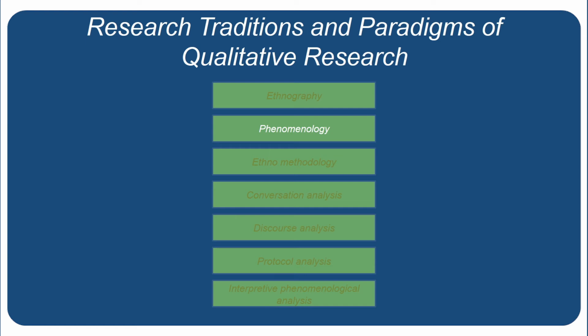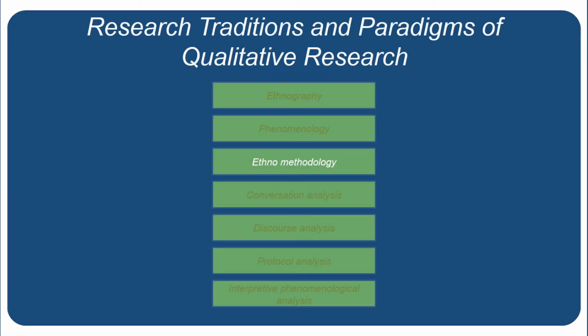Next one is phenomenology. Phenomenology is an important concept used in philosophy, and phenomenology is used to understand the experiences of individuals. This is an experiential knowledge of the individual which may not be tested or which may not be ratified, but it is a subjective experience, and this subjective experience has a strong relationship with human behavior. Another important tradition of qualitative research is ethnomethodology.